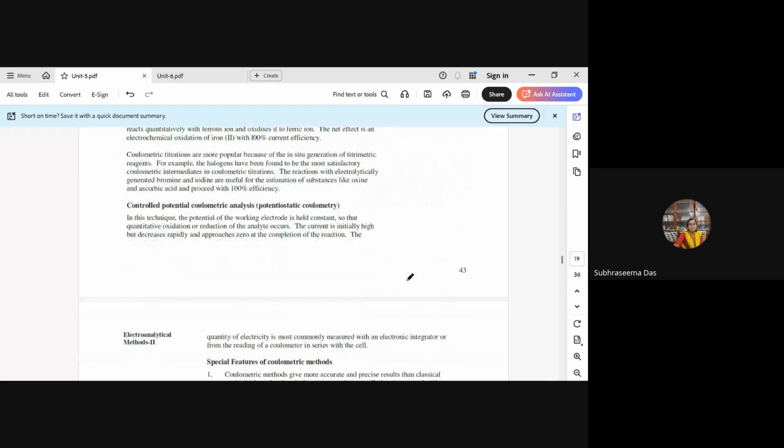Coulometric titrations are more popular because of the in situ generation of titrimetric reagents. For example, the halogens have been found to be most satisfactory coulometric intermediates in coulometric titrations.